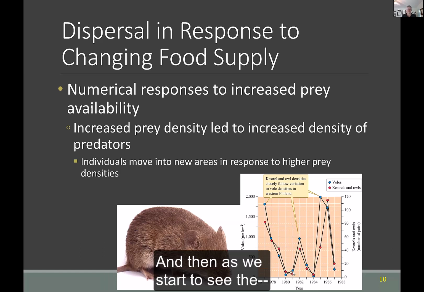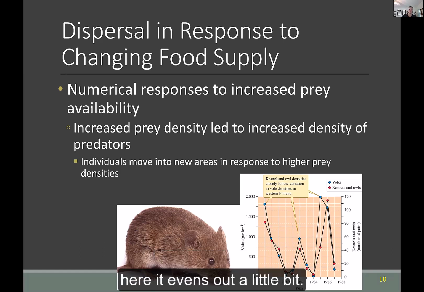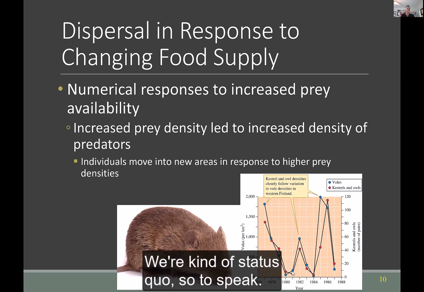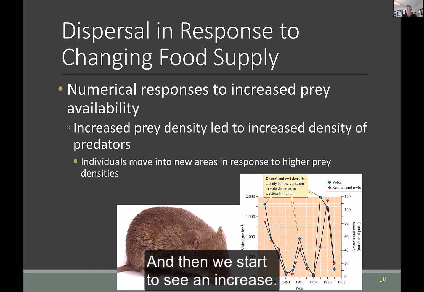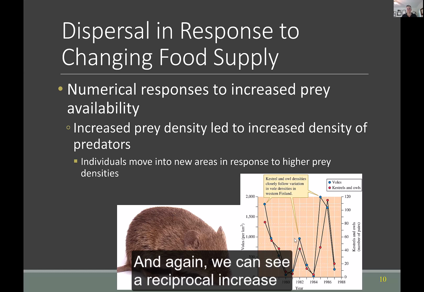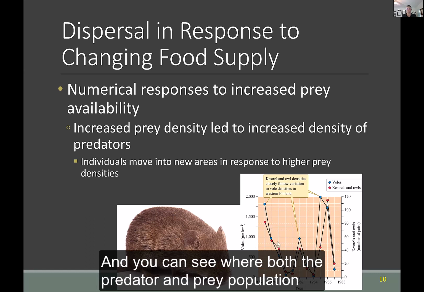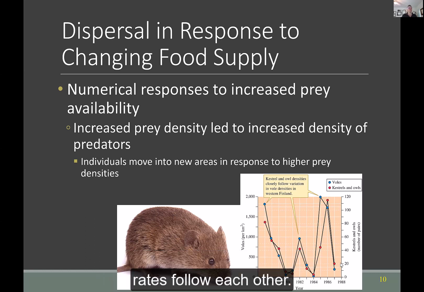And then here it kind of evens out a little bit. We're at a status quo, so to speak, where they can feed each other. And then we start to see an increase, and again a reciprocal increase in both of these. You can see where the predator and prey population rates follow each other, right?